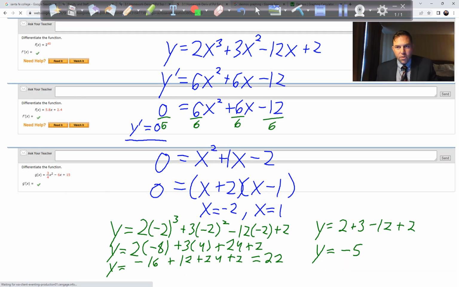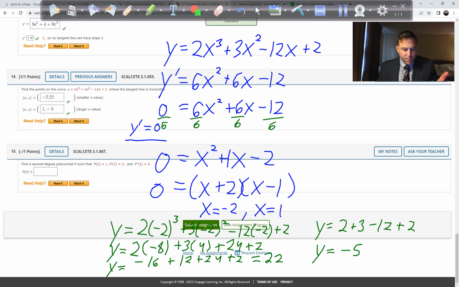So just be careful, you're plugging those numbers into the original function, not the derivative. If you plug them in the derivative, you'll get 0, because we proved at those x's the derivative was 0. Or at least if we got it right, they should be.